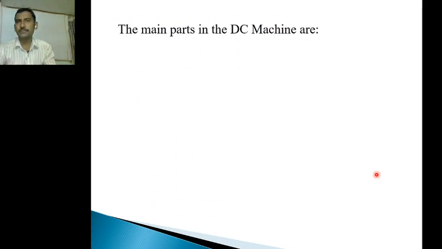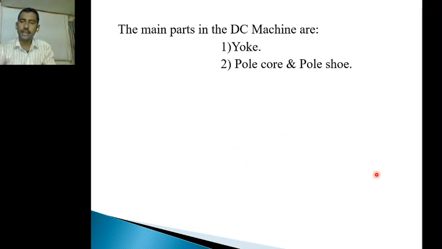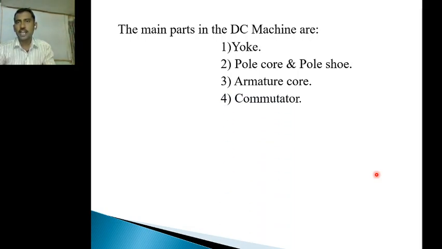So coming to the main parts of the DC machine, the first one is the yoke, the second one is the pole and pole shoe, the third one is the armature core, the fourth one is the commutator, the fifth one is the brushes, and the sixth one is the bearings. These are the main parts in the construction of the DC machine.